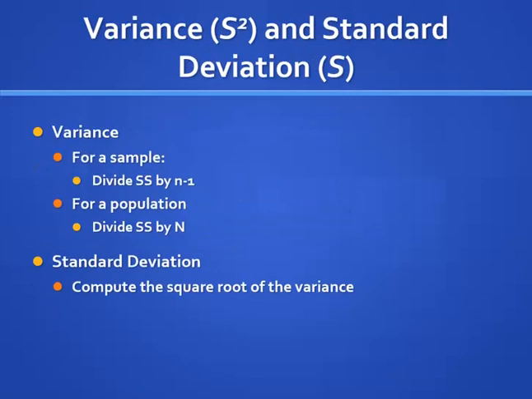Now that I have sum of squares, if I'm computing variance for a sample, I'm going to take that sum of squares divided by n minus 1. If I'm computing the variance for a population, I'm going to take that sum of squares and divide it by big N. Then after that, to compute the standard deviation, I'm going to compute the square root of the variance.